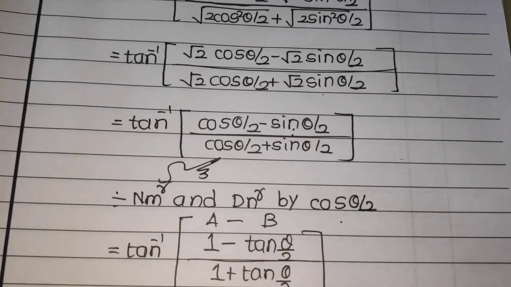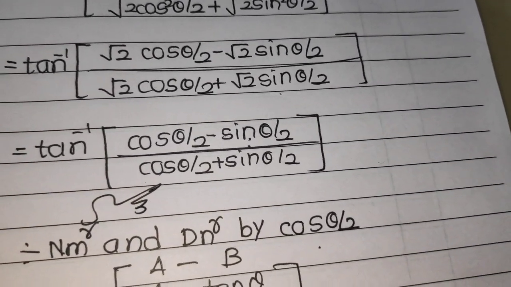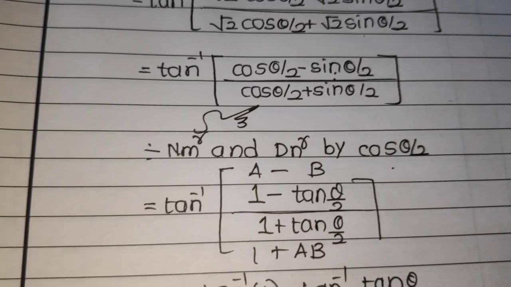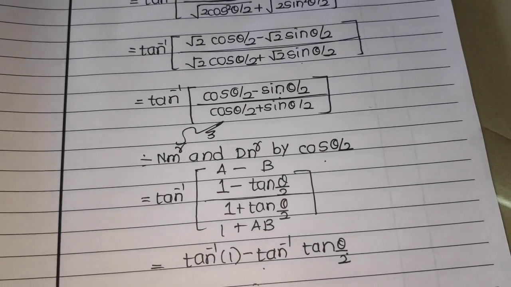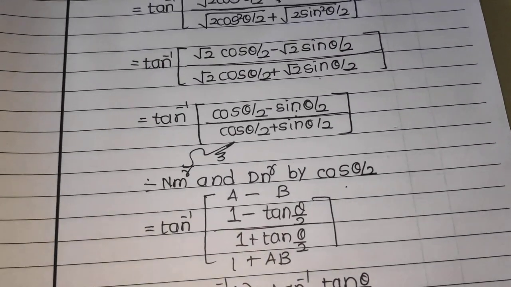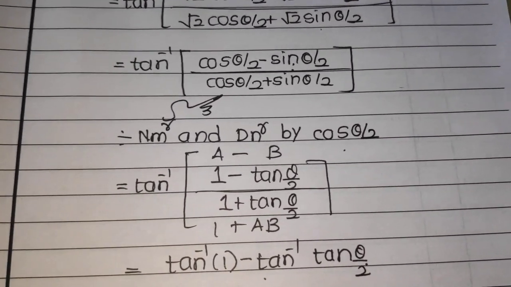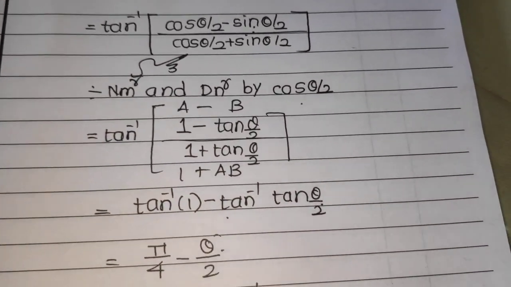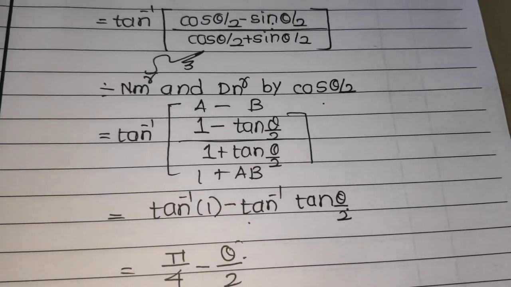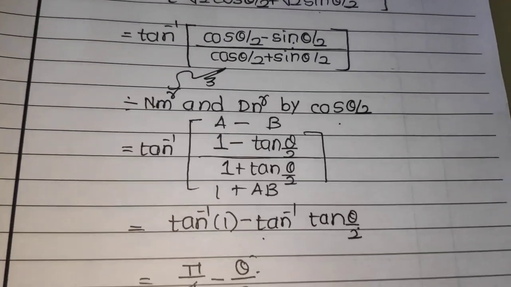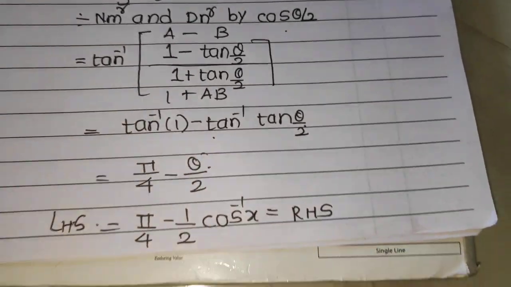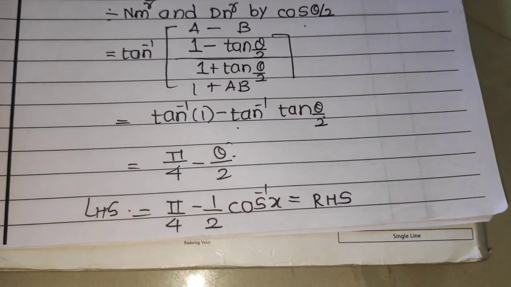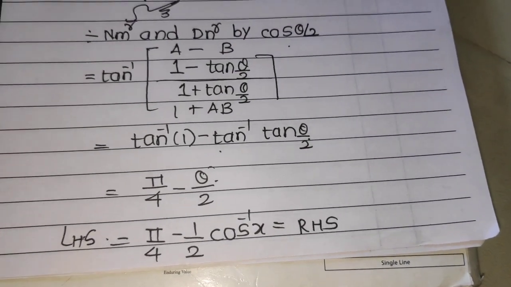Divide numerator and denominator by cos of theta by 2. The purpose of that is bringing 1 in the first position of the denominator. So we get 1 minus tan theta by 2 upon 1 plus tan theta by 2. Tan inverse of the first term minus tan inverse of tan theta by 2. Tan inverse of 1 will be pi by 4, and tan inverse of tan theta by 2 will be theta by 2, like tan inverse of tan y.